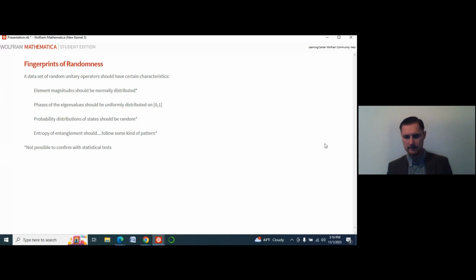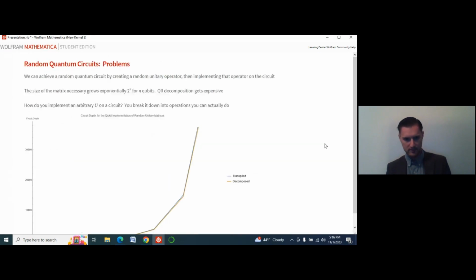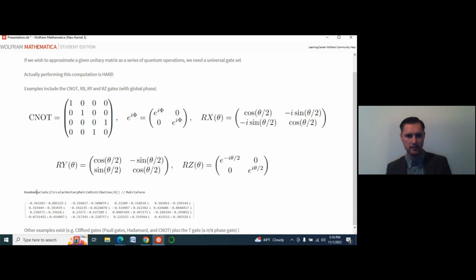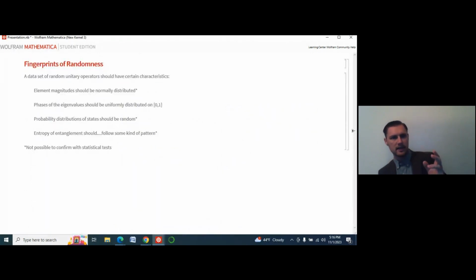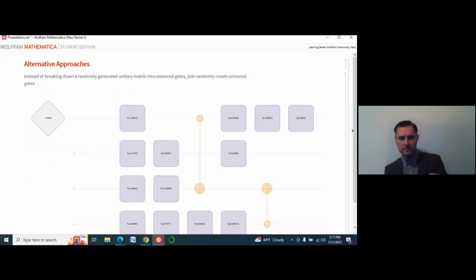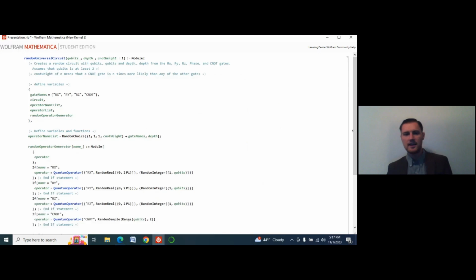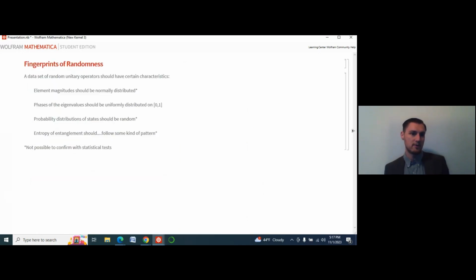So let's say that sampling from the circular unitary matrix distribution in Mathematica, so this is actually sampling from a truly random unitary, the space of all unitary matrices, well, I know that the element magnitude should be normally distributed. So I know that if my element magnitudes are normally distributed when I generate the unitary matrices this way, well, that's not a sufficient test, it's a necessary test. So if the elements are not normally distributed, then I know that I did not evenly sample from the Haar measure. However, if they are normally distributed, that doesn't mean I actually managed to sample from the Haar measure.